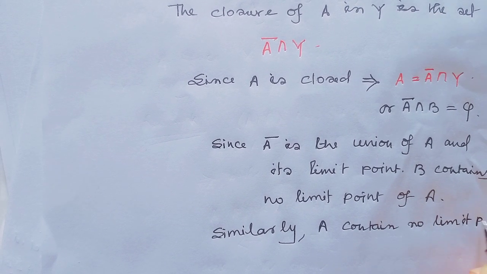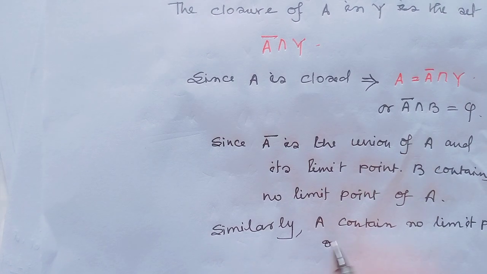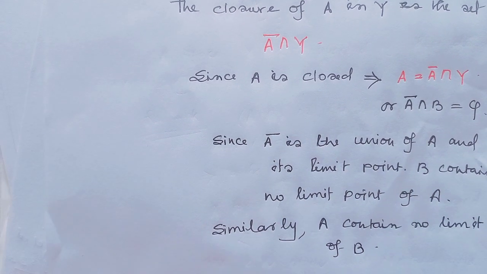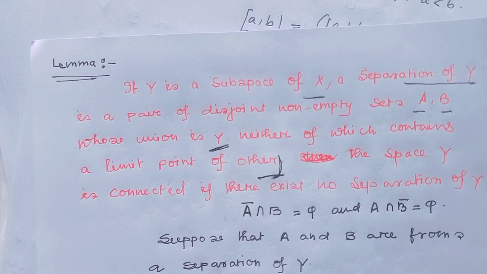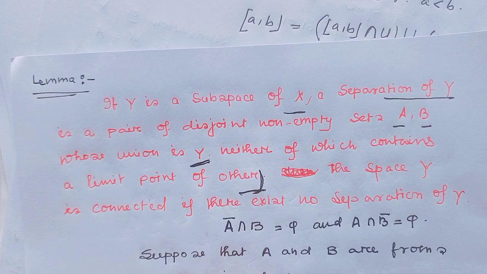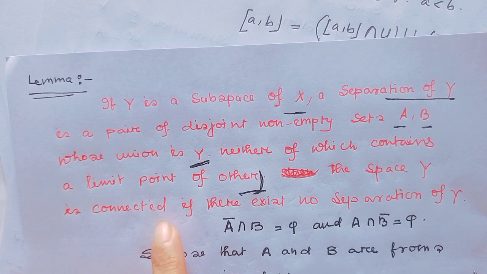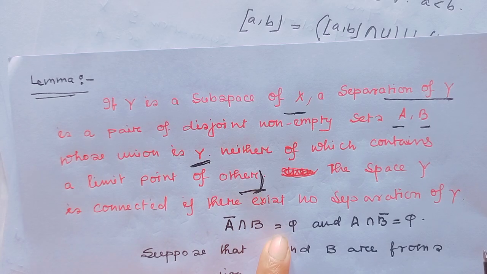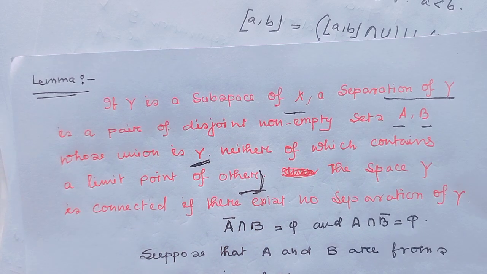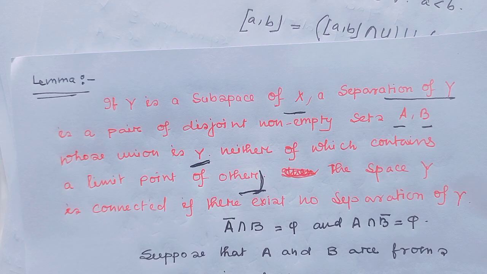Limit point of B. That means the space Y is connected if there exists no separation of such type. Okay, I hope all my viewers have understood.